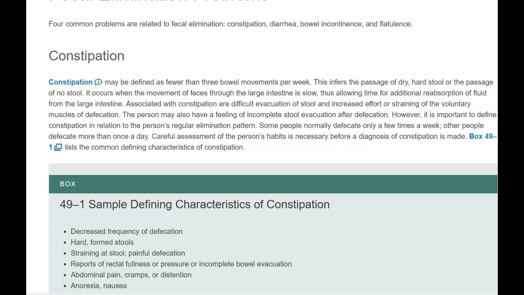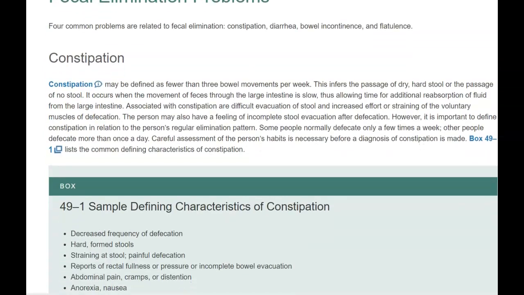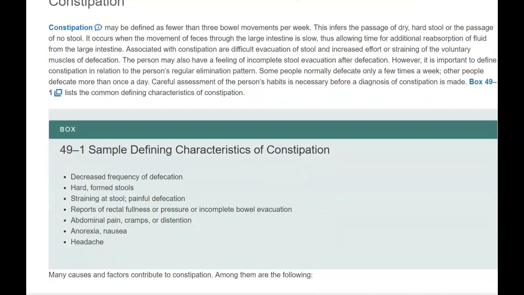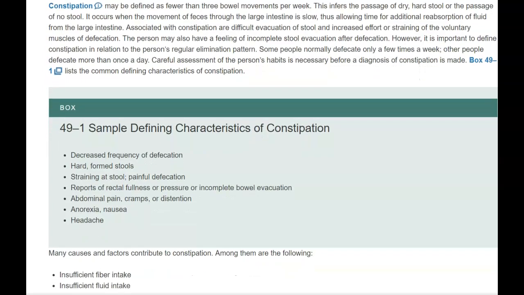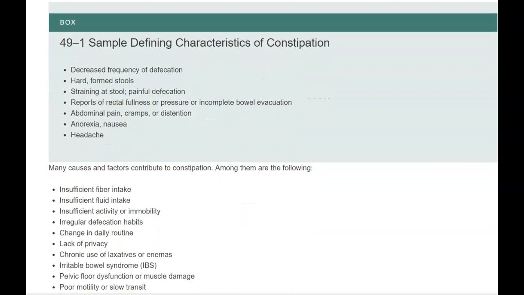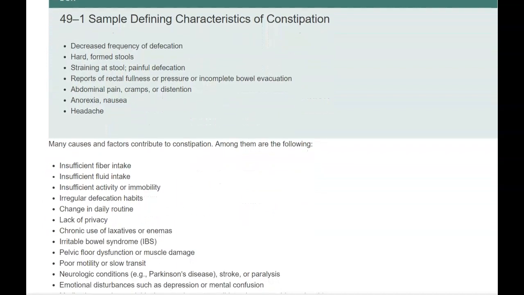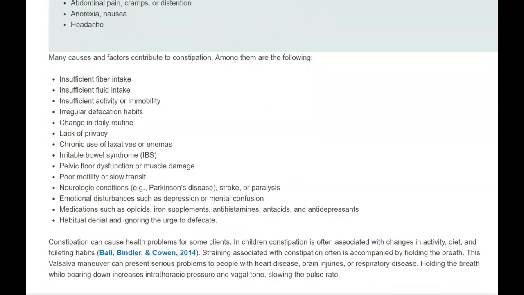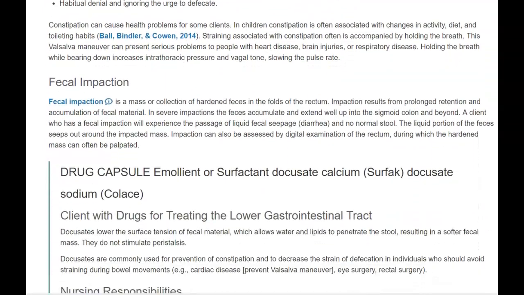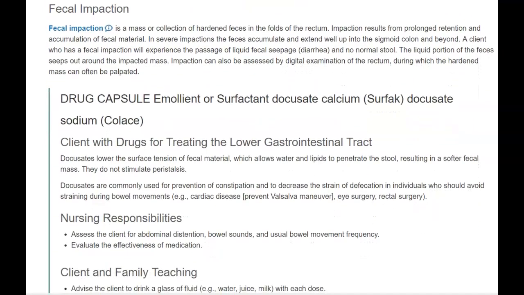Now, this information is from your book, Fecal Elimination Problems, Constipation. I'm not going to read the paragraphs to you, but I wanted to highlight where this is in your book. I believe I'm on page 1215. But you have Box 49-1, which samples defining characteristics of constipation. So look at those. Patients telling you that they're straining, they have a painful defecation. These are things we need to notify the doctor about. Okay? And then as you continue to read, we can also talk about fecal impaction.